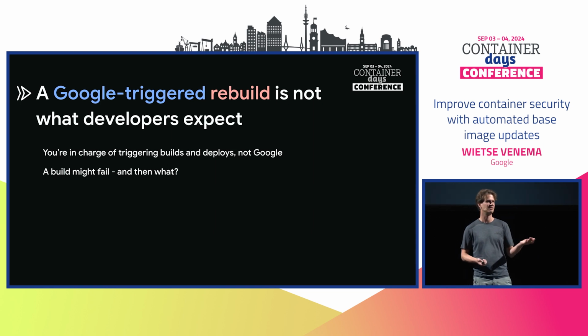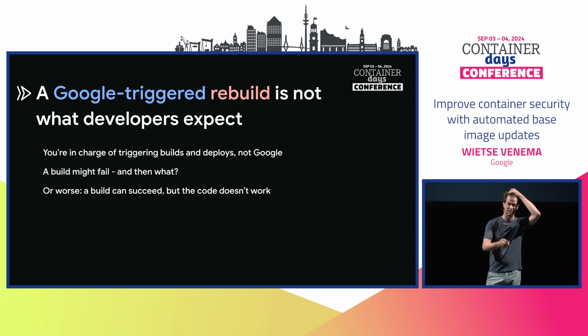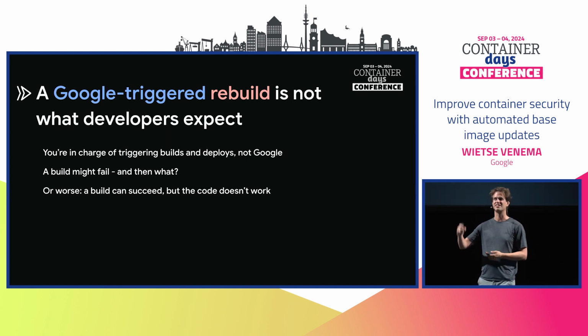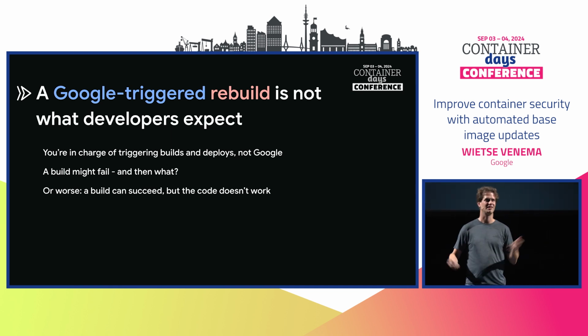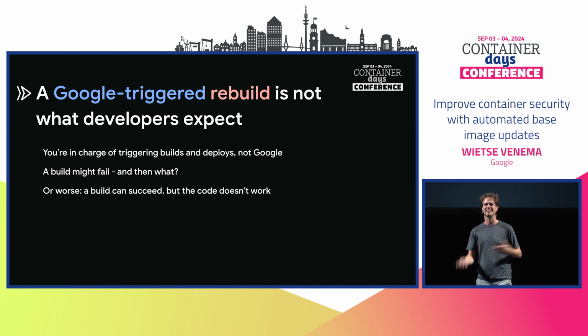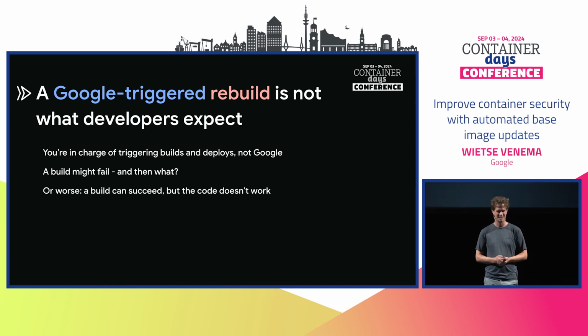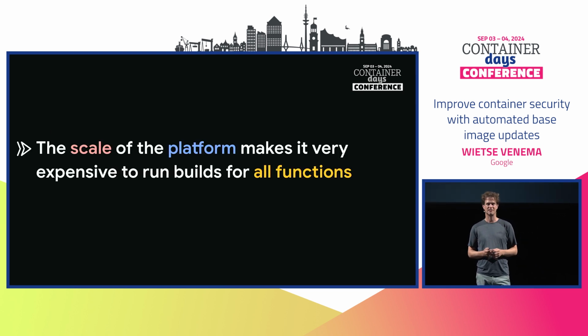Because what happens if the build fails, right? Then what? They do fail, or worse, the build succeeds, but the code doesn't work. Like maybe some transitive dependency that you didn't pin, hello Python. It updated to a new version and it broke everything, and it still starts, but it doesn't do anything, real story. So that's something we're not doing.